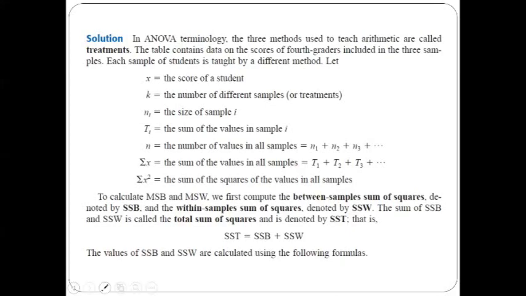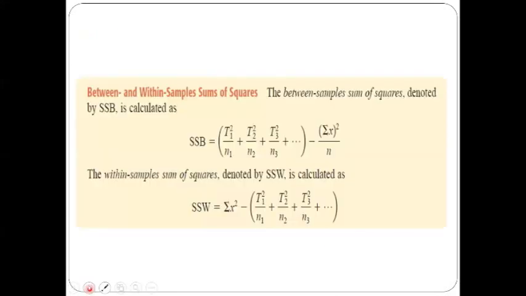The values of SSB and SSW are calculated using the following formulas. So what are those formulas? For the SSB, this is our formula. Once we have determined the value of T squared, the value of T itself, and N, we add them: SSB is equal to T squared sub 1 over N1 plus T squared sub 2 over N2 plus T squared sub 3 over N3. This can vary depending on our problem, on how many T and N values there are. And we subtract the summation of X squared over N.